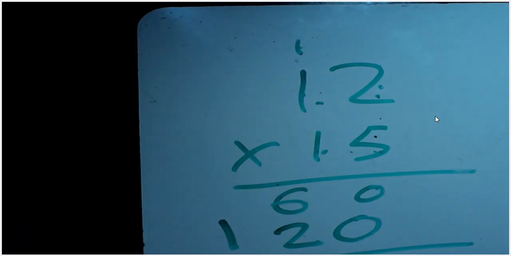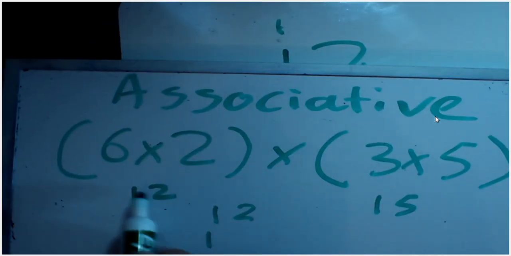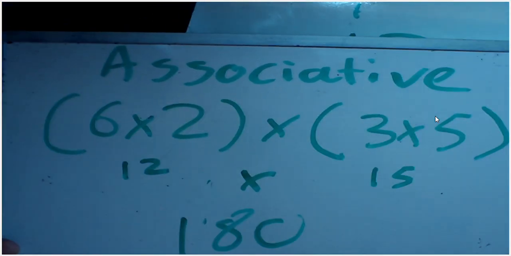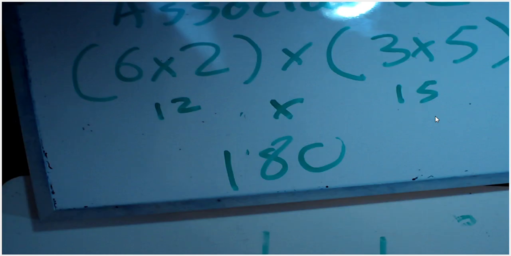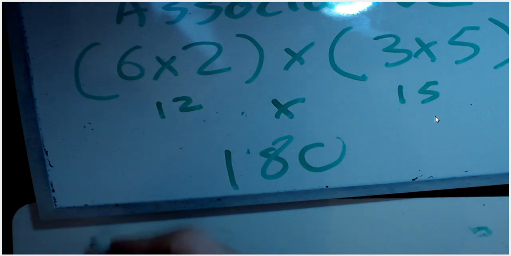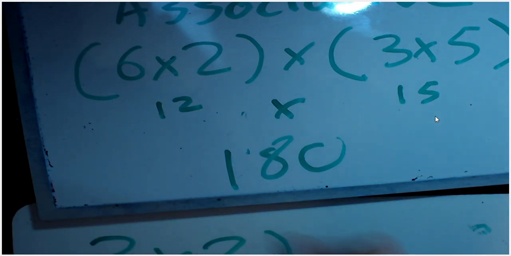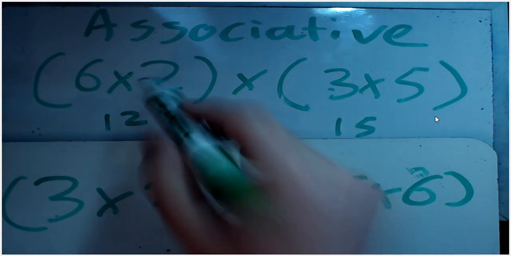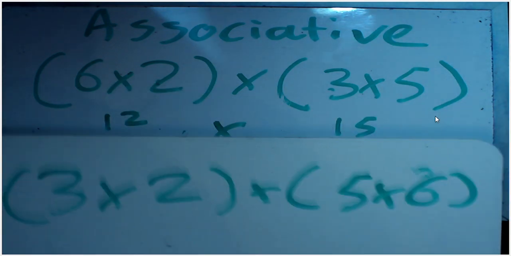So I did 6 times 2 is 12. 3 times 5 is 15. 12 times 15 is 180. Let's rewrite this expression to show you the power of the associative property. This time I'm going to do 3 times 2 and 5 times 6. So I rewrote those: 3 times 2, 5 times 6. If you look, I have a 3, I have a 2, I have the 5, and I have the 6. I'm just changing up the order.